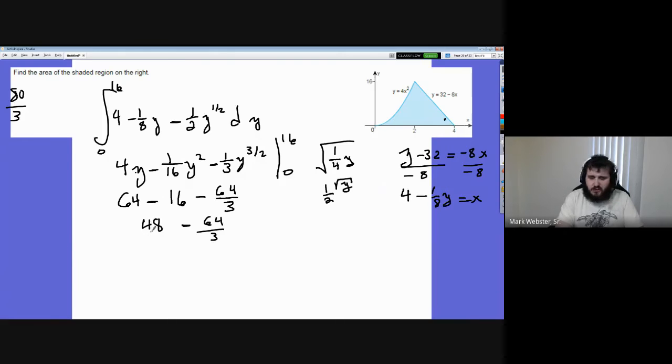And then we'll write this in terms of over 3. 48 times 3, I want to say that's 144. I've been dumb before, so I'm going to do this out. 8 times 3 is 24. Yeah, see, I was right. Okay, 144 over 3 minus 64 over 3. And what's 144 minus 64? Darn well better be 80.